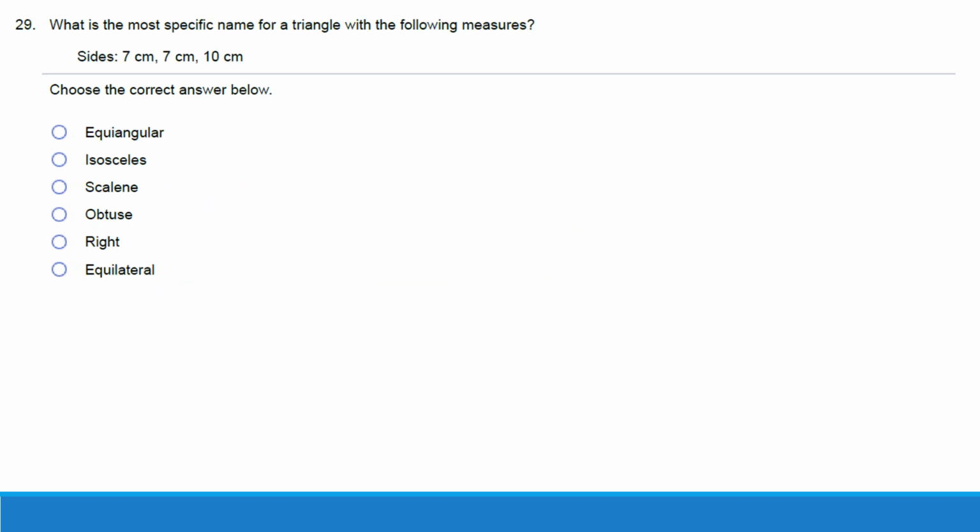Number 29 says, what is the most specific name for a triangle with the following measures? So it tells us that we have sides of 7 centimeters, 7 centimeters, and 10 centimeters. If we have two sides that are equal or congruent, that is called an isosceles triangle. Let's put a check mark there instead of an X.